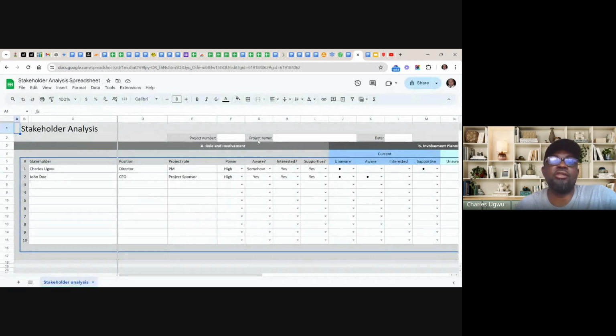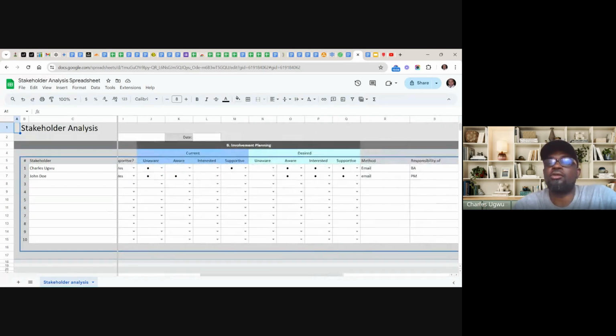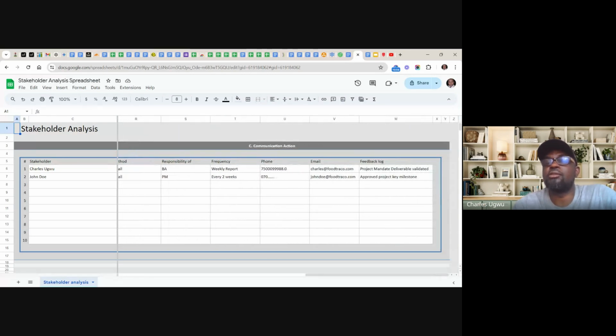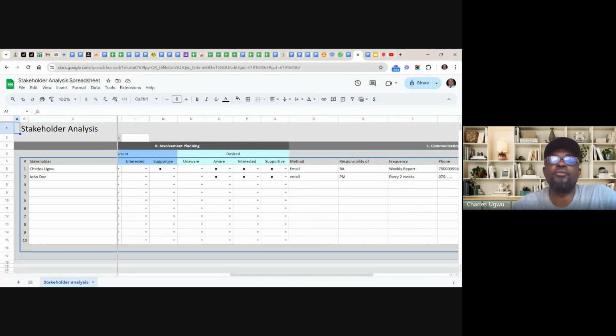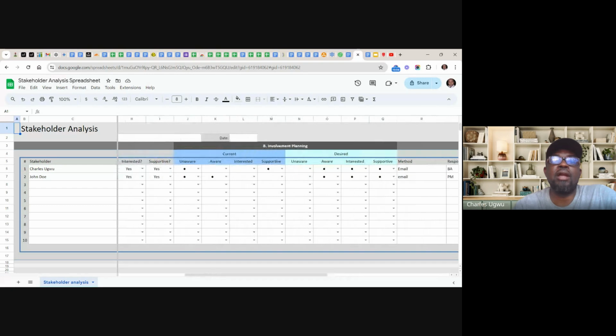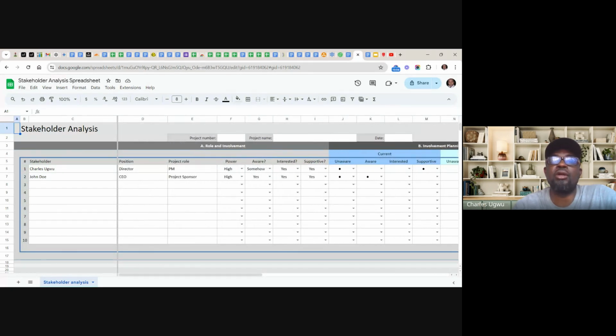This is the one I use most of the time because it's more scalable for me. You see it here, this is an Excel sheet. You see the one I'm scrolling. So yeah, it gives me everything: communication action, this is involvement planning, and this is role and involvement.